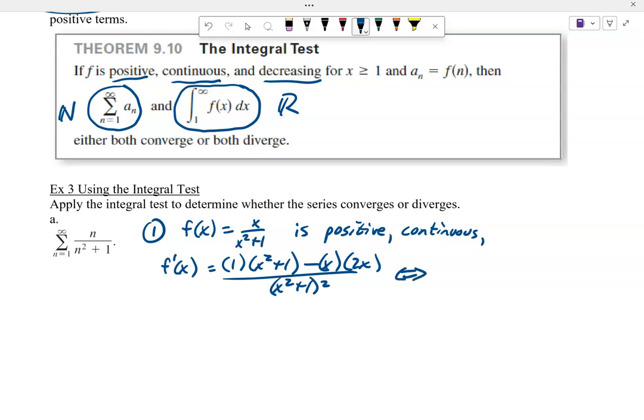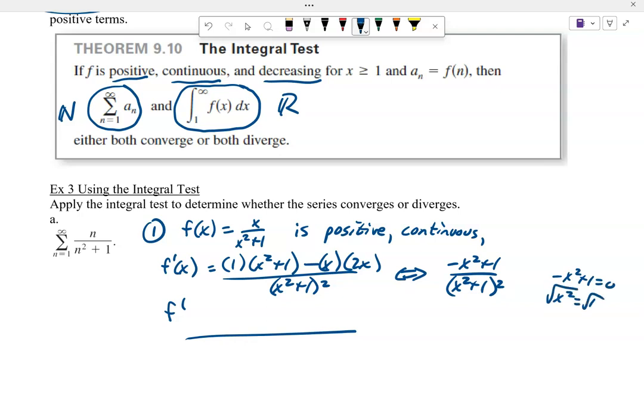And so we've got x squared plus 1 minus 2x squared. So I got negative x squared plus 1 over x squared plus 1 quantity squared. So when I do my first derivative test, I take my points where this thing is zero or undefined. What are my zeros? I got x squared equals 1, so plus or minus 1. Now I don't really care about this because I'm really from 1 on. So I'm not even going to worry about testing around that negative 1. I'm just going to test around the 1.